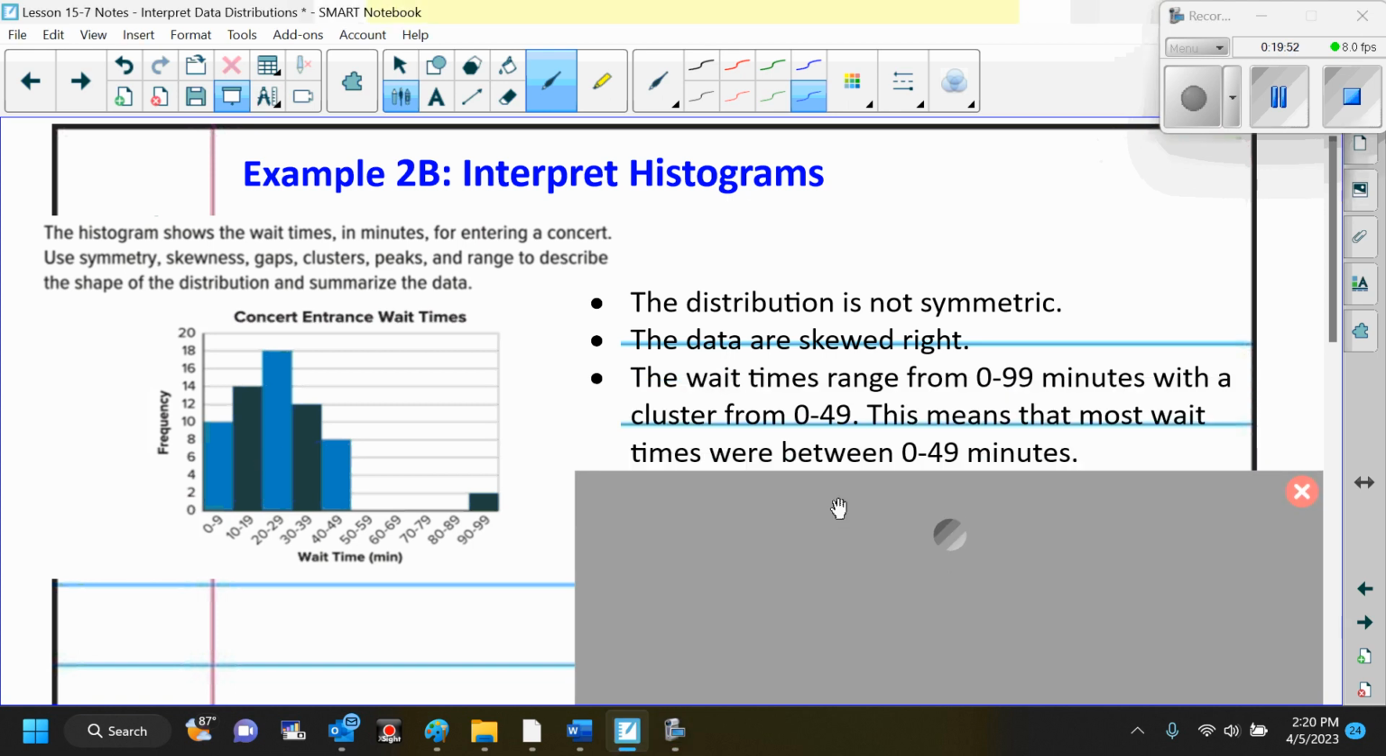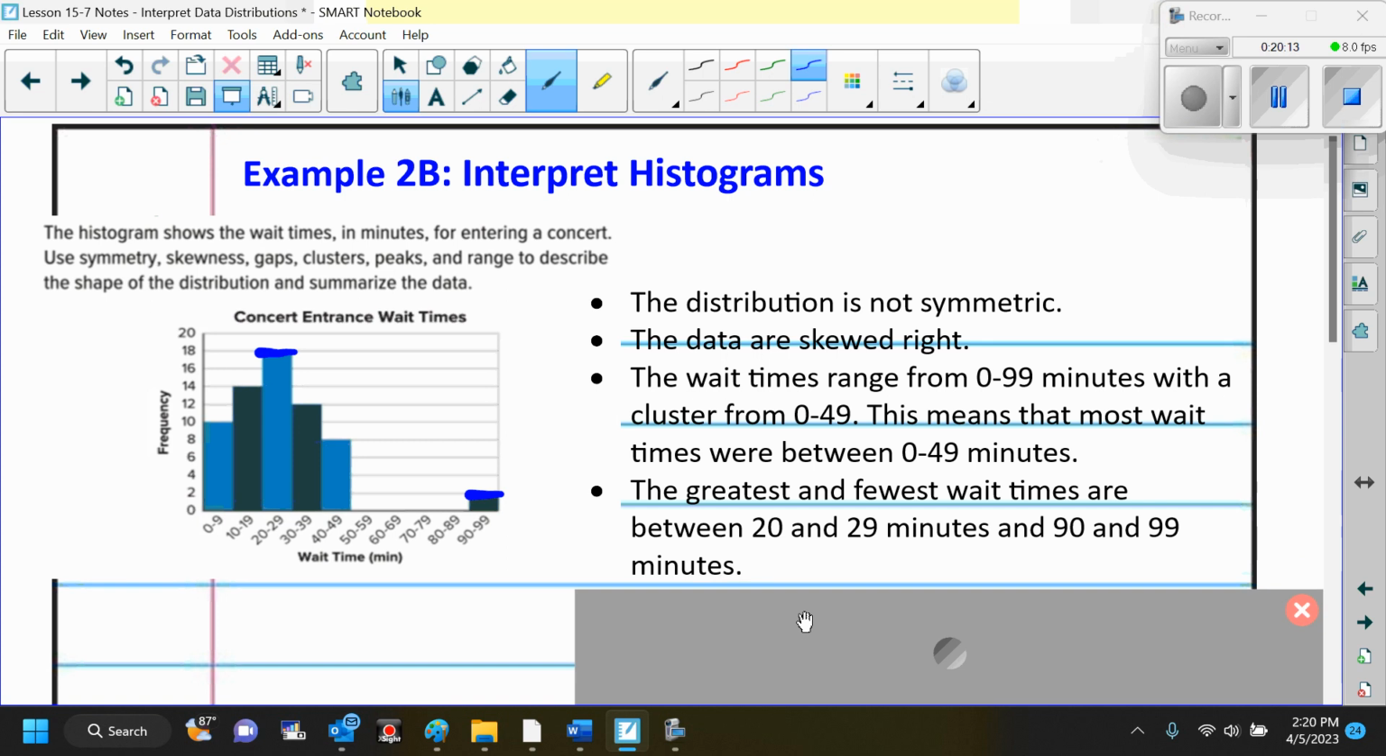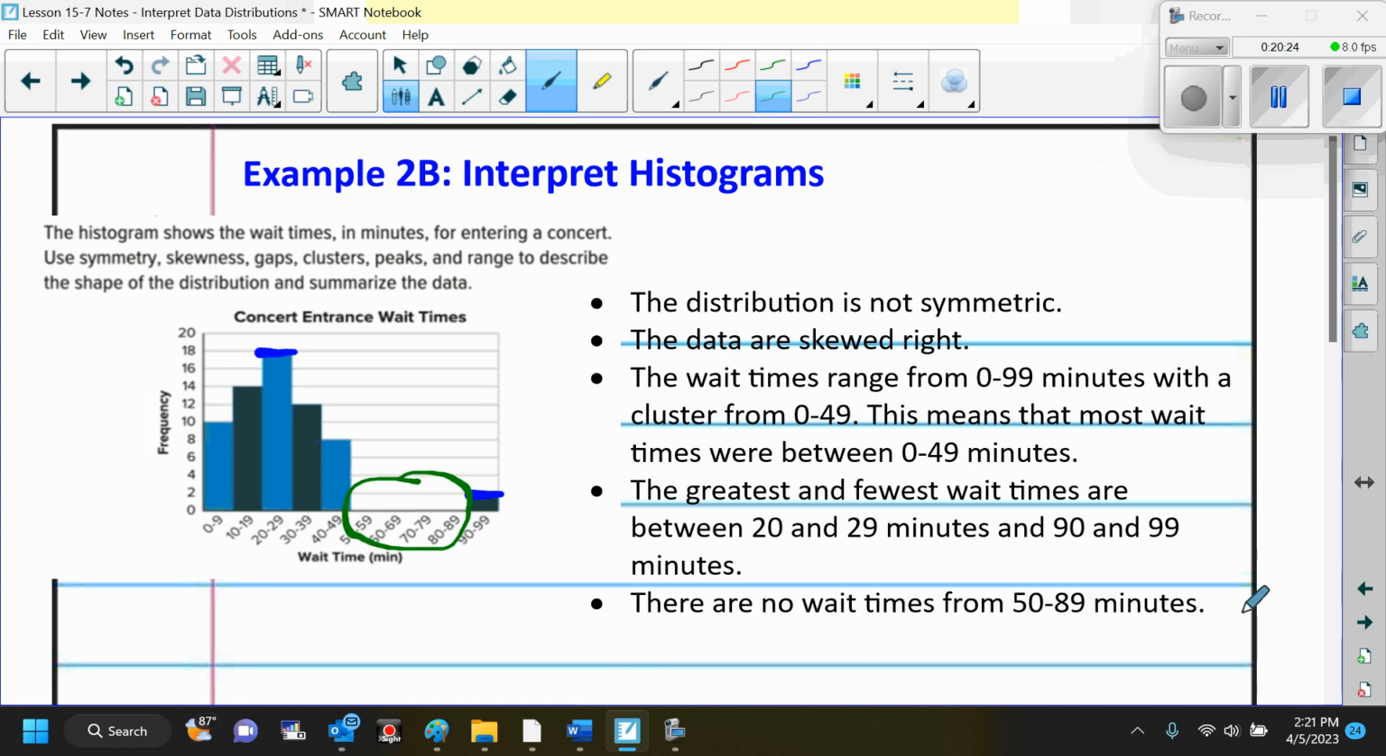Okay? The greatest and fewest wait times, so here the greatest wait time is right here. There's a peak between 20 and 29, and the least is down here between 90 and 99. Okay? And you can also see that there are no wait times right there. There are no wait times between 50 and 89, and of course we call that a gap.